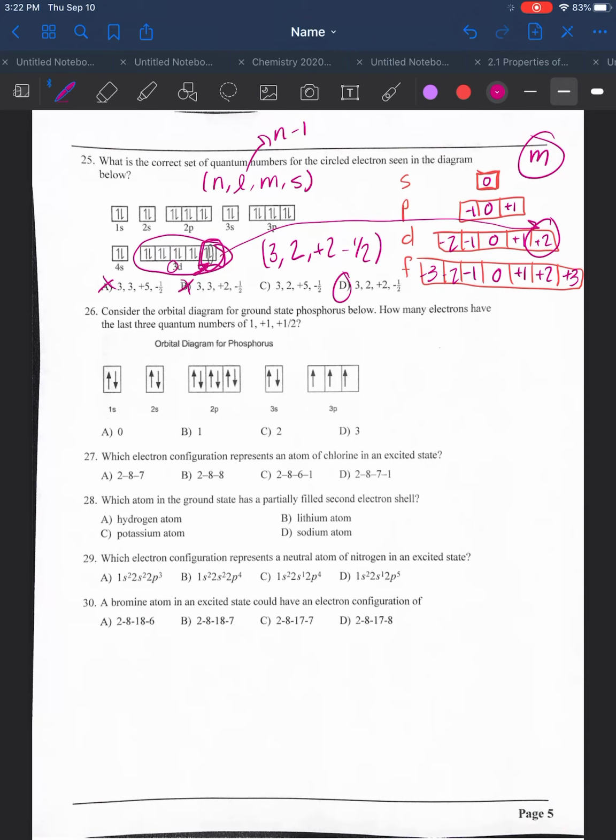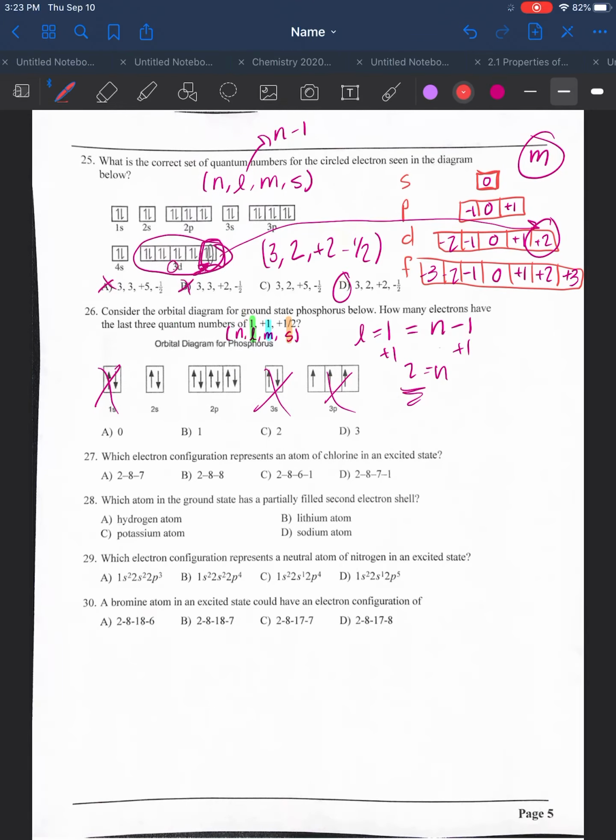All right, now 26. Consider the orbital diagram for the ground state of phosphorus below. How many electrons have the last 3 quantum numbers? So if this is n, this is l, this is m, and this is s. In this case, if we know l is equal to 1, which is also equal to n minus 1, if we solve for n, we add 1 on both sides, and we get n is equal to 2. So we know we're in the second energy level, which means not this guy, not this guy, and not this guy.